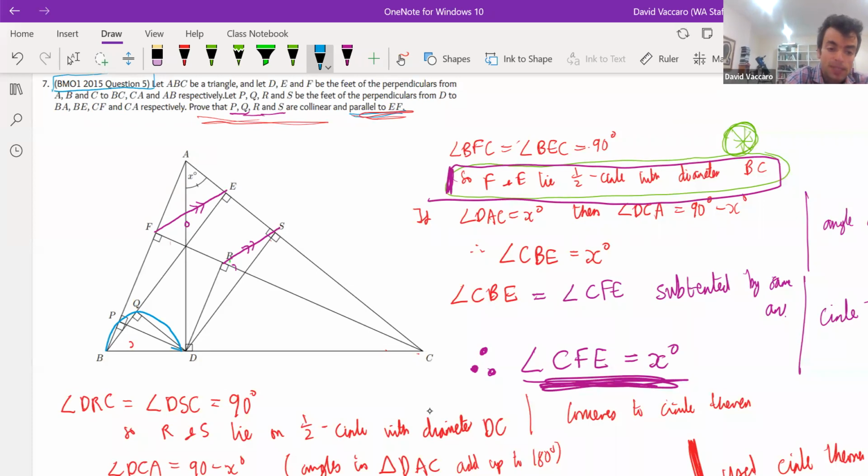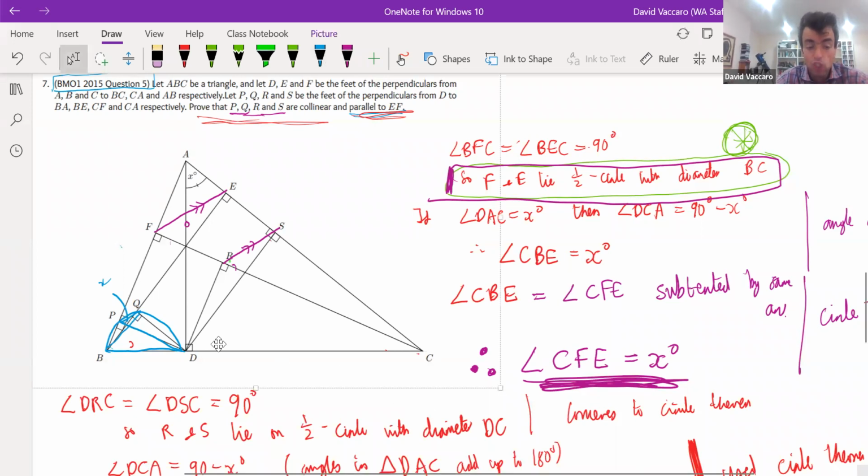And if you repeat exactly the same sort of argument, DPQ is DBQ, so we get another angle that is equal to x. And if you follow it through, you'll get lots of other lines that are parallel to FE, and if you stitch all of it together, then that completes this problem. I won't finish all the steps, but we're pretty much out of time.